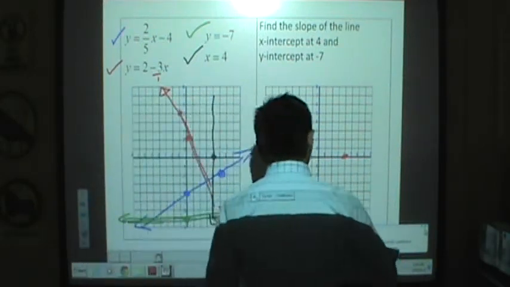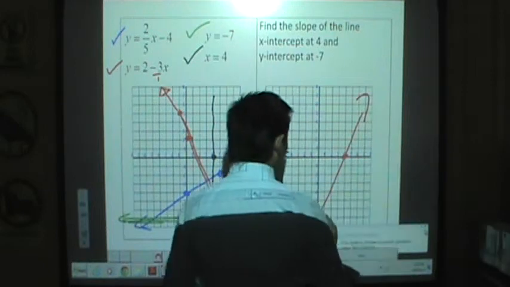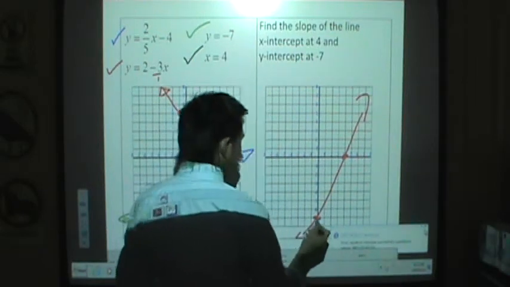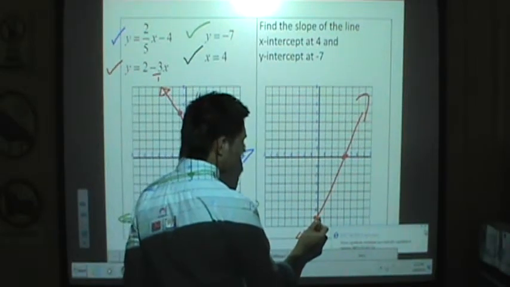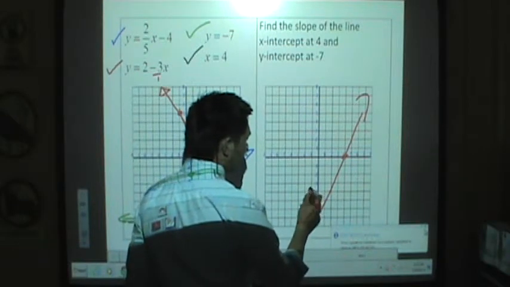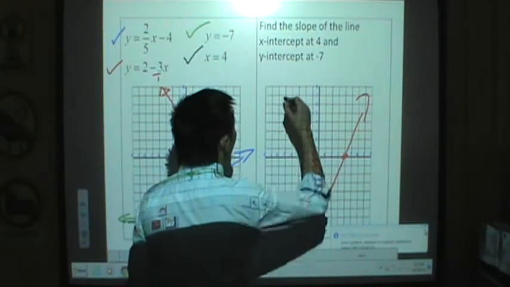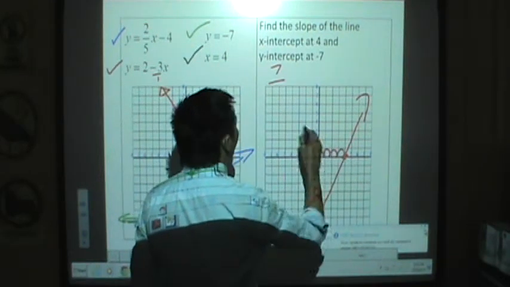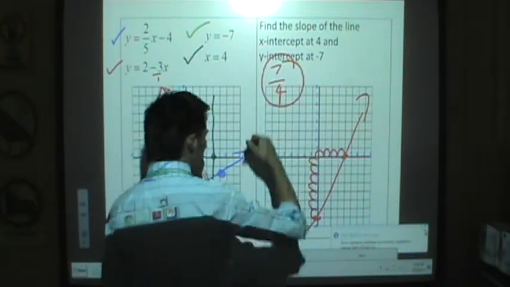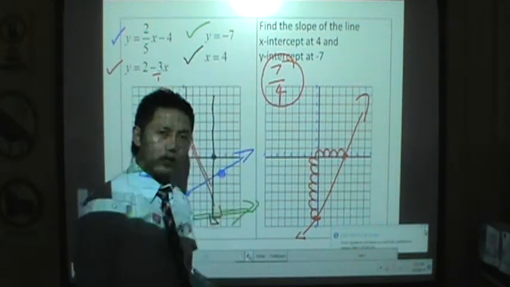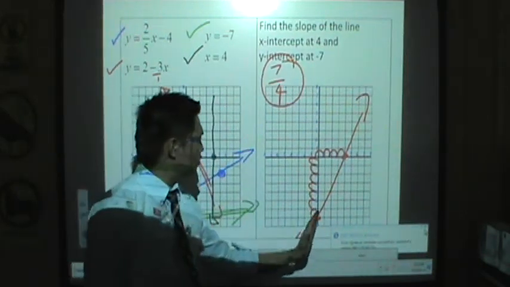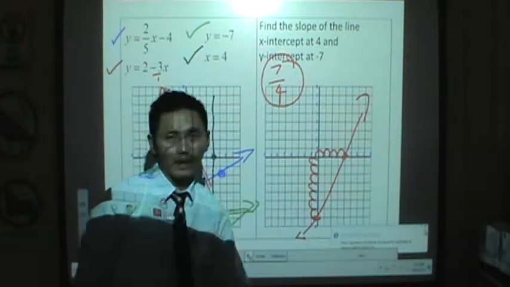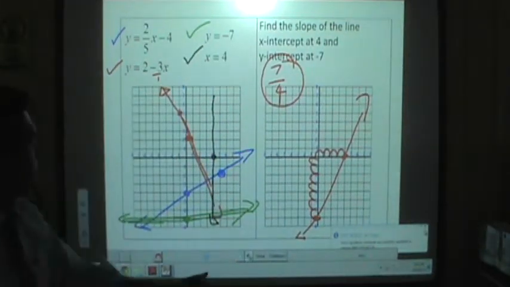Easy. If this is the line and you want to find its slope, we're going to apply the rise over run. We go 1, 2, 3, 4, 5, 6, 7, then 1, 2, 3, 4. So the slope is 7 over 4. Is it going to be positive or negative? It is positive because you went to the right. Okay, that's about it.